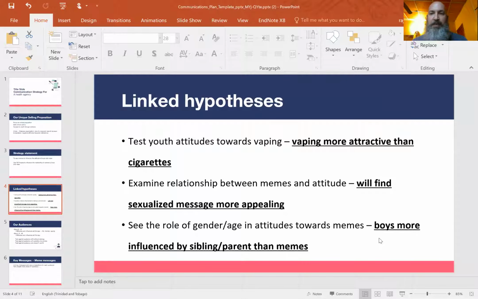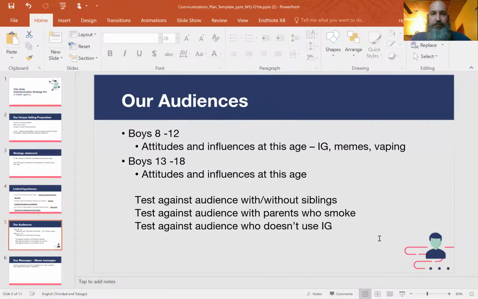And lastly, that boys are actually going to be more influenced by a sibling or a parent than the memes, which means I'm going to have to look at testing these things. You might not want to test all of them. You might want to just test 2 or 1, but I'm just giving you some possibilities. All right, so here are some audiences that we could test: 8 to 12-year-olds and 13 to 18-year-olds. Presumably 8 to 12-year-olds may have seen vaping and just have an idea about it. They're probably not going to be vaping, one would hope.